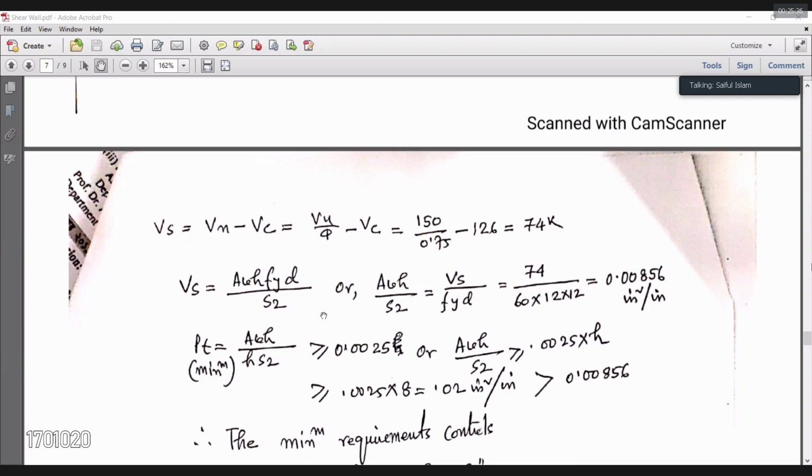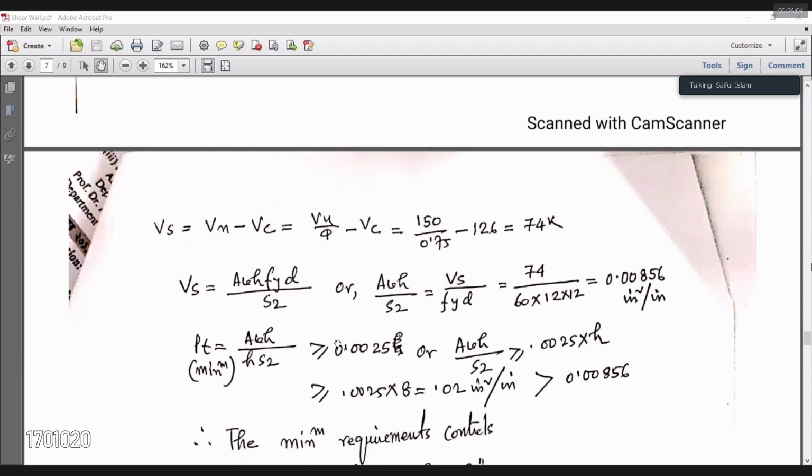So from there you find out your Avh by s2. That is equal to Vs by fy d, and you put this value and it is coming as 0.00856 inch square per inch. So we are getting that parameter. Avh is the area of horizontal stirrup divided by the corresponding spacing, it is coming as 0.00856. What is the corresponding value from limiting steel considerations?